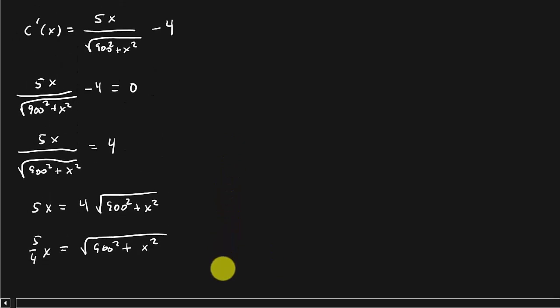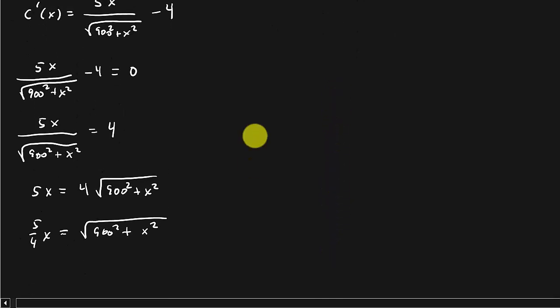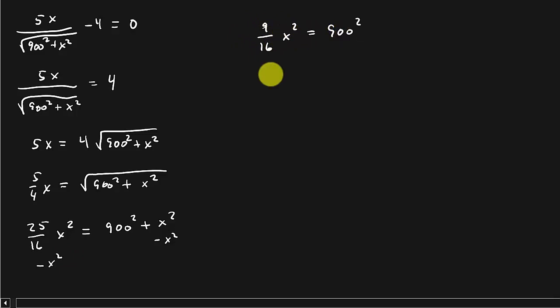But let's go ahead and keep going down. So I'm going to square both sides. That's 25 over 16 x squared equals 900 squared plus x squared. I just squared both sides. And then if I subtract 1x squared from both sides, I'm left with 9 over 16 x squared equals 900 squared. And so multiply everything by 16 over 9. So x squared is equal to 900 squared times 16 over 9.